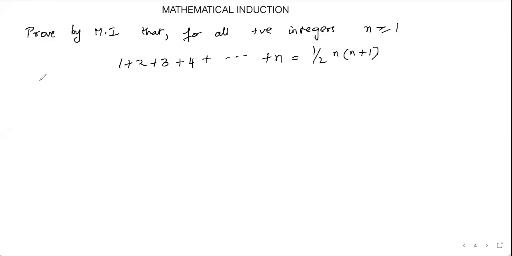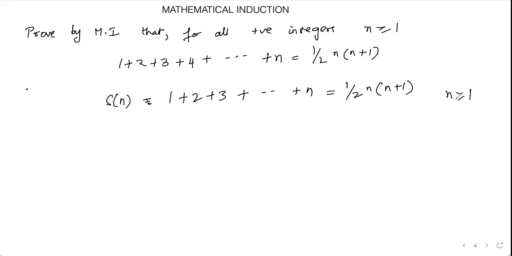Now let us prove by mathematical induction that for all positive integers n greater than or equal to 1, 1 plus 2 plus 3 plus 4 plus up to n is equal to 1 by 2 times n into n plus 1. So here we have to prove that S of n, which is 1 plus 2 plus 3 plus up to n, is equal to 1 by 2 times n into n plus 1, for all integers n greater than or equal to 1.